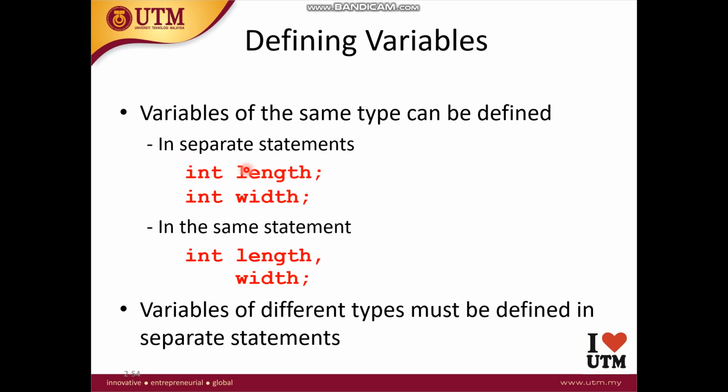So we can define them in two different statements, and we can even define them in the same statement: int length comma width, then semicolon. That means we have defined those two different variables inside one statement. But variables of different types have to be defined in separate statements. Here the variables are of the same type, so we can define them in a single statement.